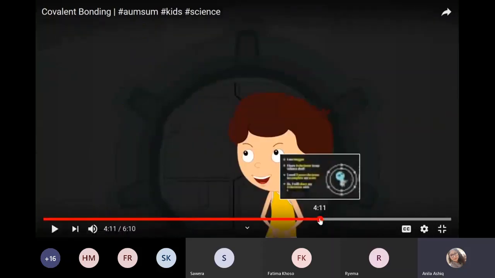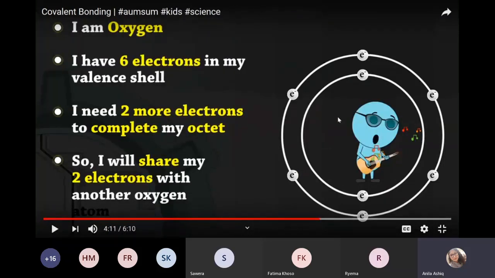I hope that you like the details, and the details are that this one is an oxygen and it has 6 electrons in its valence shell, and it needs 2 more electrons to complete that octet, which is having 8 electrons in its outermost shell. So it can share 2 electrons with another oxygen.